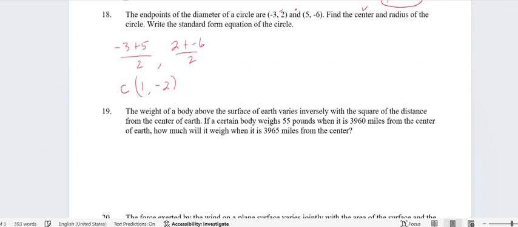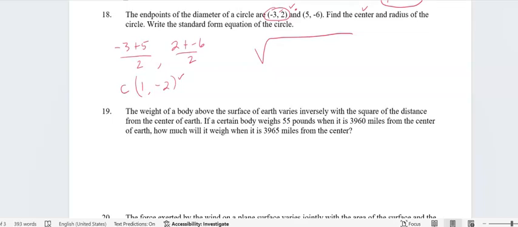And so that's done. And now we find the radius. The radius is the distance from the center to either one of these endpoints of the diameter. Doesn't matter which you pick. I'm going to do the distance formula, and I'll just go with this point. So the distance from the center to this point will be the radius.